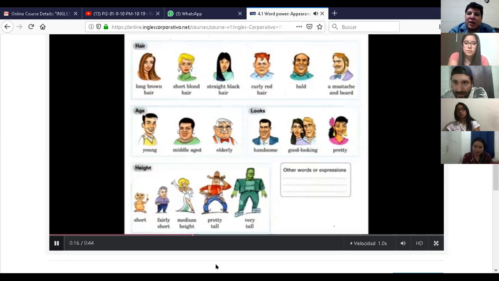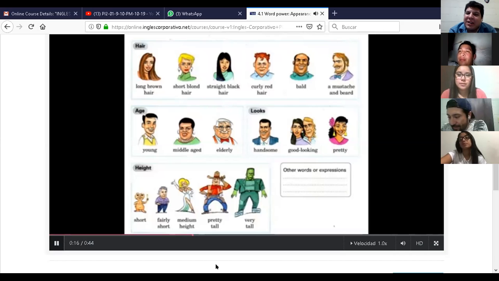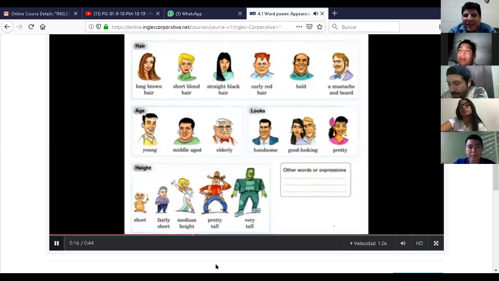How do you say guapo? Handsome. Bonita, linda. No les estoy diciendo a ustedes, ¿ok? How do you say bonita? Pretty. And how do you say atractivo o atractiva? Good looking. Right. All right, guys.